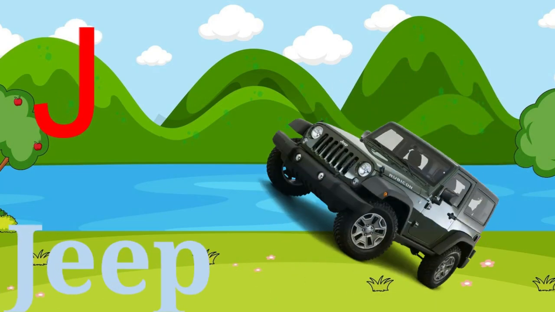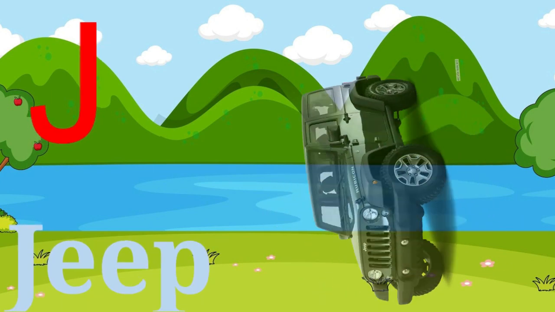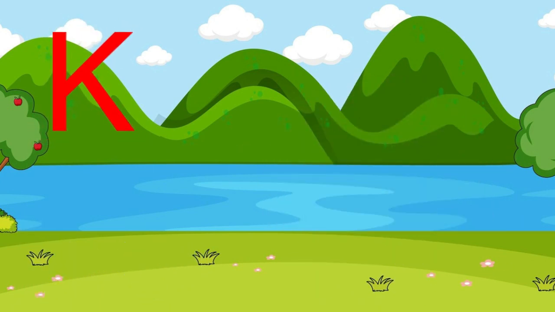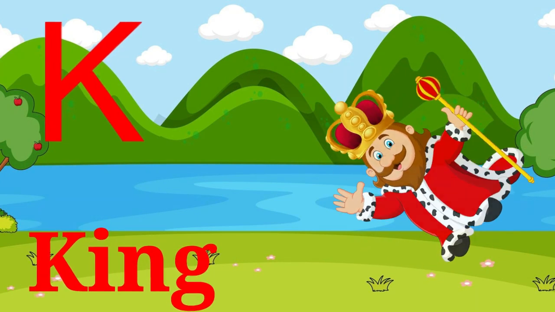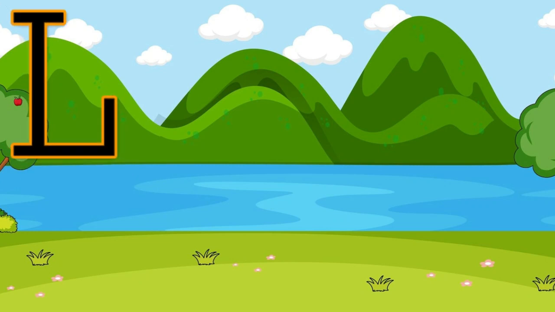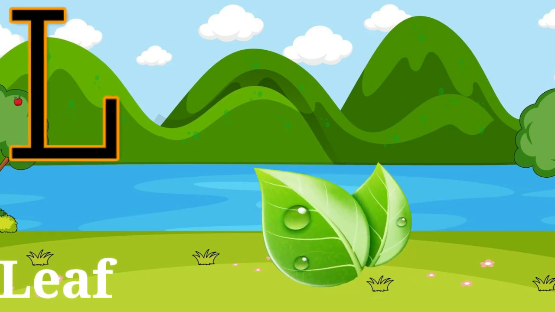J for jeep. J for jeep. K for king. K for king. L for leaf. L for leaf.